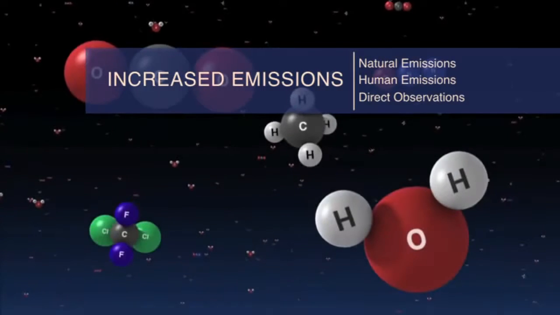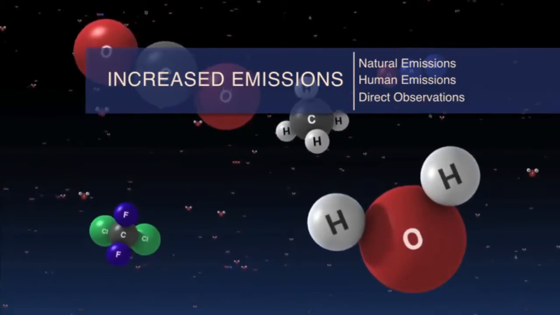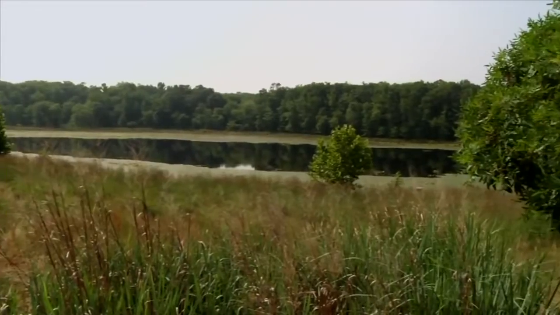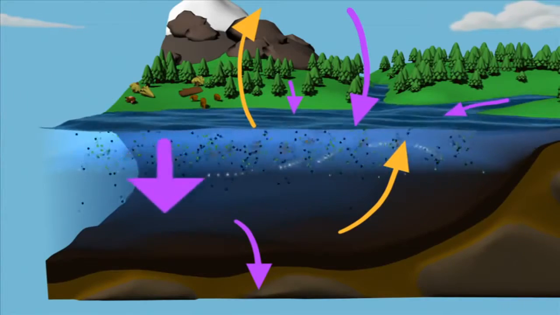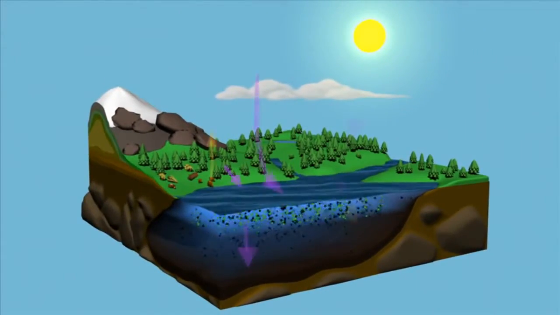How do we know humans are causing greenhouse gas concentrations to increase? Determining the human influence on greenhouse gas concentrations was challenging because many greenhouse gases occur naturally in Earth's atmosphere. Carbon dioxide is produced and consumed in many natural processes that are part of the carbon cycle.